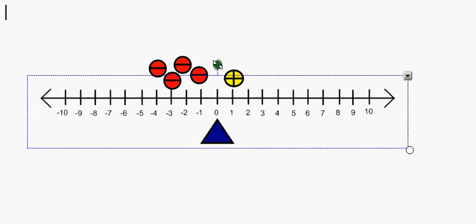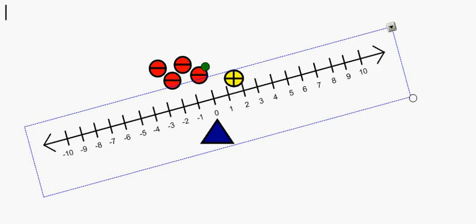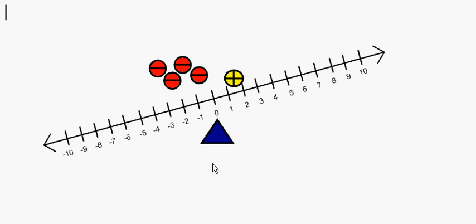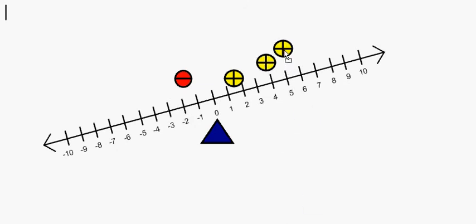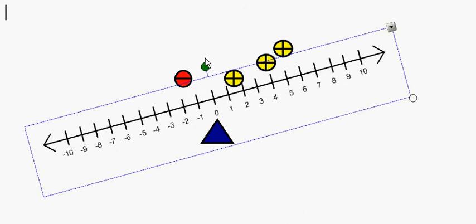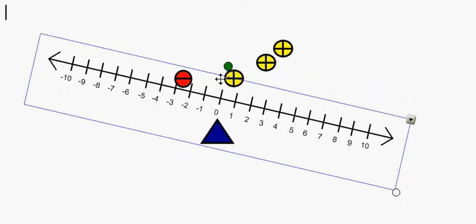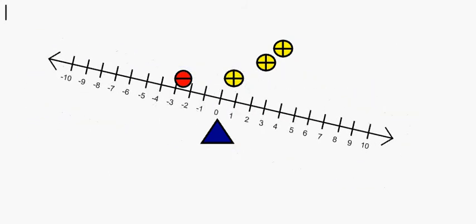And conversely, if I had a lot more positives on this side, my teeter-totter is going to tip this way. So the idea of how many positives and how many negatives determining if we're going to have a teeter-totter tipping one way or the other is fairly intuitive to students, and is important when we go to talk about our addition in our next segment.